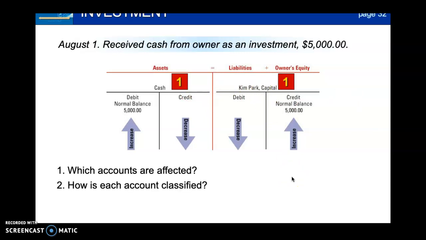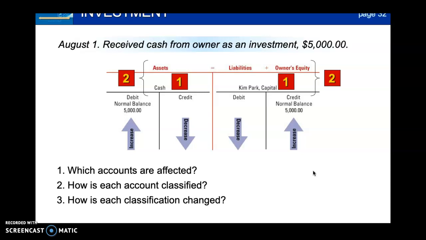How is each account classified? Well, I already did that for you. They're classified by where they're placed. Cash is an asset, because we own it, and capital is owner's equity. That's our investment in our company. So you need to talk through these things.